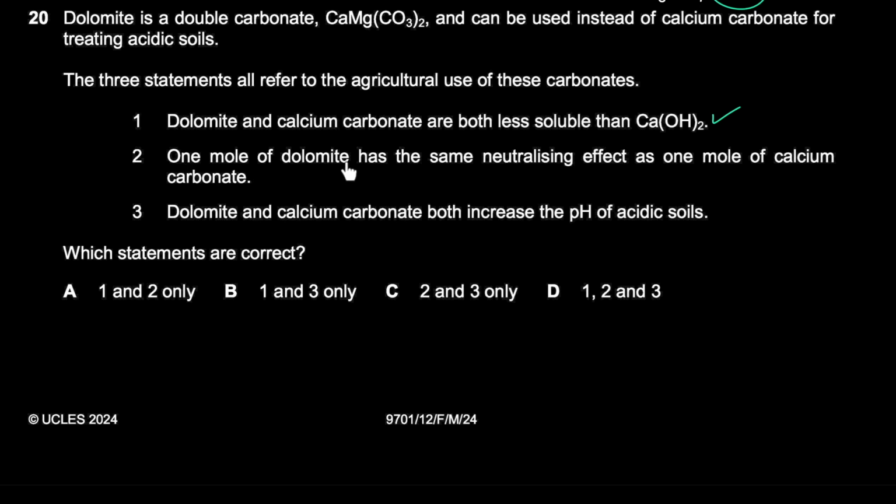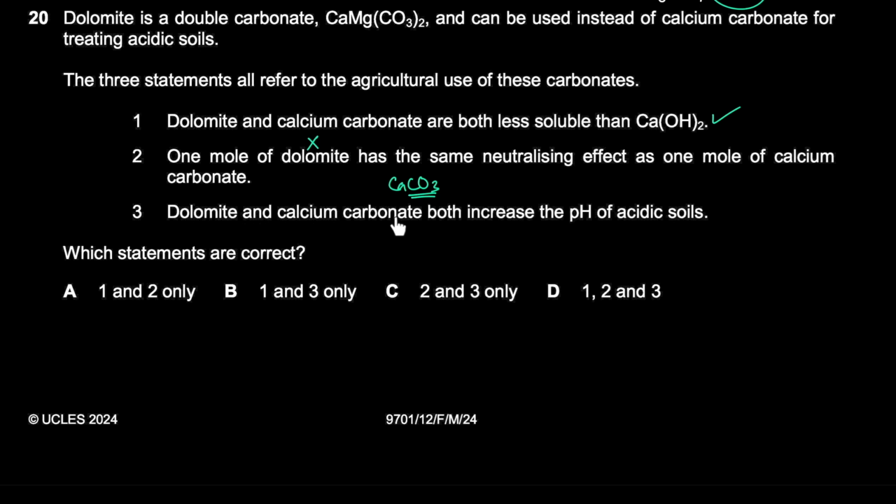1 mole of dolomite has the same neutralizing effect as 1 mole of calcium carbonate. That's not true because 1 mole of calcium carbonate just has 1 carbonate ion, whereas 1 mole of dolomite has 2 moles of carbonate ions. So dolomite would have a greater neutralizing effect. So statement 2 is incorrect, which means that the answer has to be B. Because 2 is incorrect, it can't be A, C, or D. We can still check statement 3.